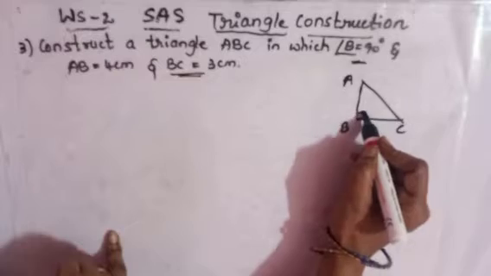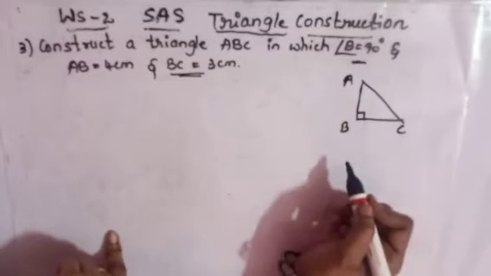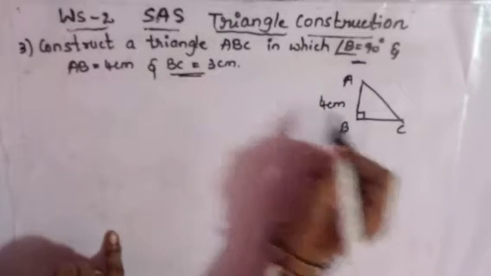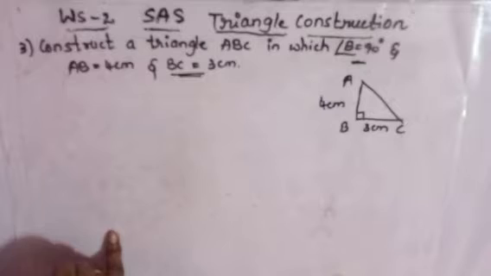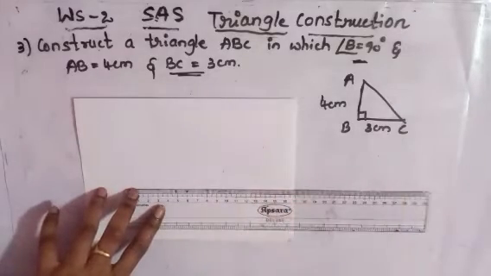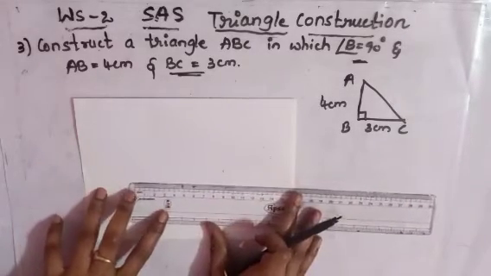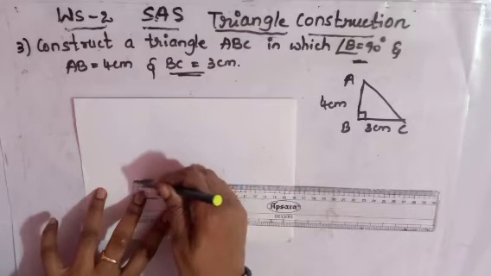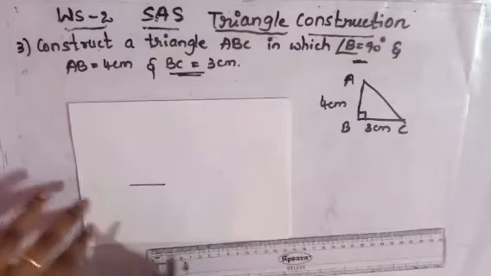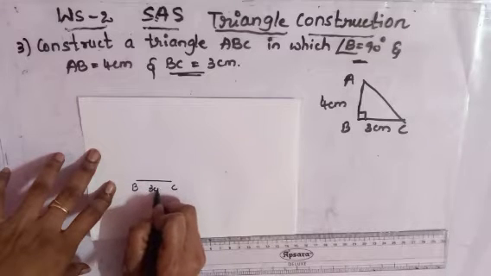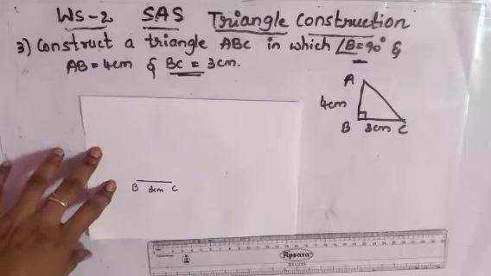Name it as A, B, C. What is given? Angle B is 90 degrees, AB is 4 centimeters and BC is 3 centimeters. So let us do the construction. First, let us take the base BC as 3 centimeters. Name it as line segment BC, 3 centimeters.